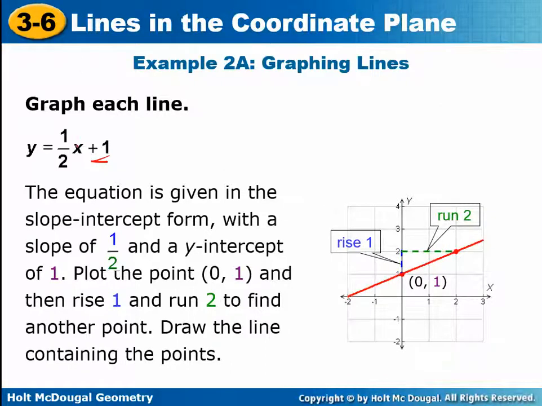Then you apply the slope. That means you go from that point you just graphed, you rise 1 from there, so you go up 1, and then you go over 2 to the right. You always go to the right. And then you make another point, and then you just draw the line that goes through those points and continues on forever in both directions.